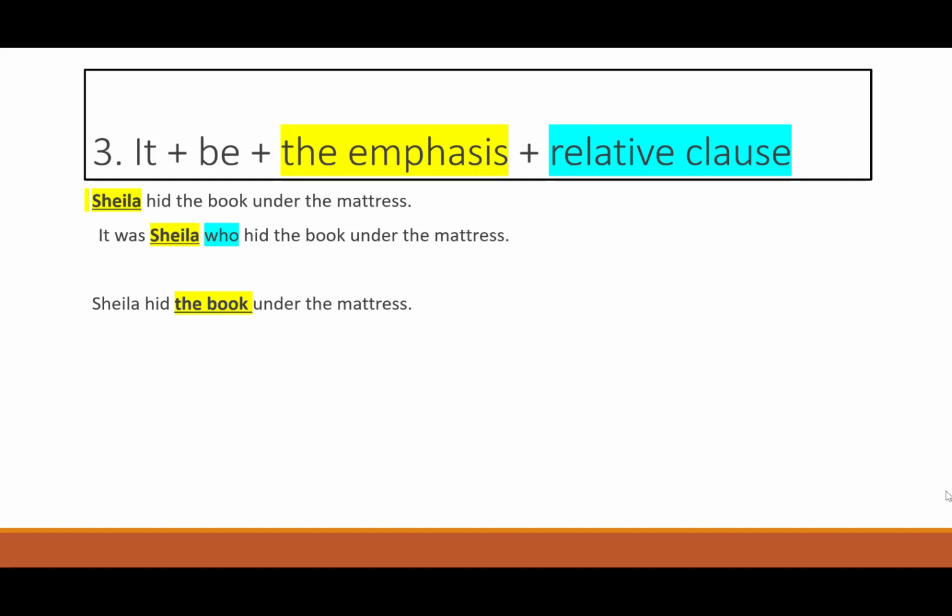Look at the next example. Sheila hid the book under the mattress. The noun we would like to stress is the book. Look at the pattern. We start from it as the subject, and then be, check the tense, then the one we emphasize. Have a look. It becomes, it was the book which Sheila hid under the mattress. The book is a thing, therefore we do not use who, but we have to use which.